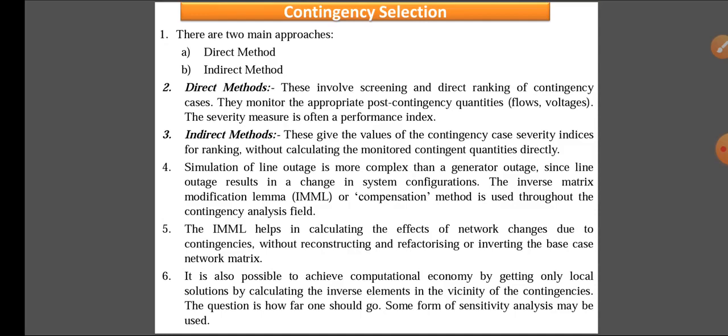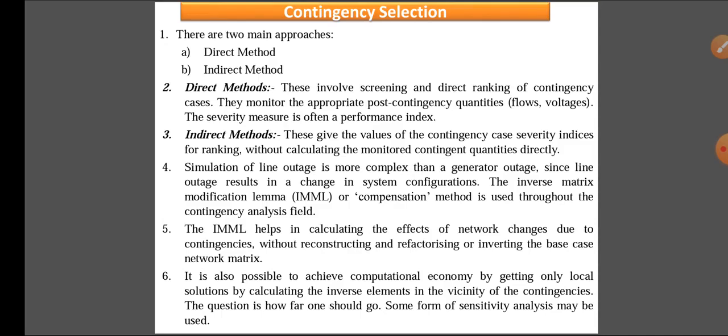Here in the direct method, what is happening? We are directly monitoring the post contingency quantities, and with the help of this direct screening we are giving them a ranking based on their severity. The most severe contingency will get a higher rank, then a less severe contingency will get a lower rank. In this way we are directly ranking the contingency cases based on direct screening or direct monitoring. I hope this point is clear to you.